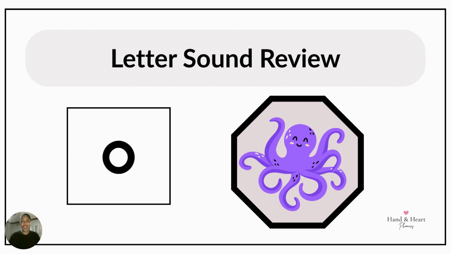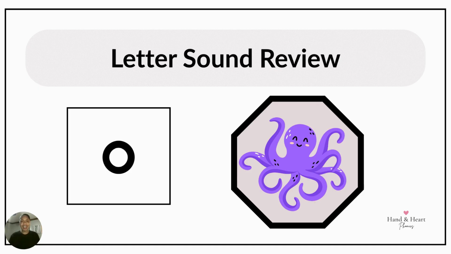This is the letter O. It says ah in octopus. Now look at that octopus. He's so happy. Okay? He has 8 legs. 1, 2, 3, 4, 5, 6, 7, 8 legs. Now, he's inside of an octagon. An octagon also has 8 sides. Did you know that octo means 8?